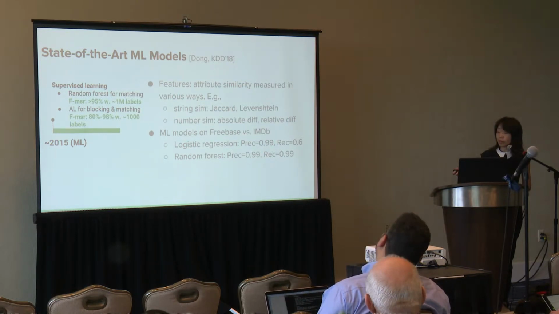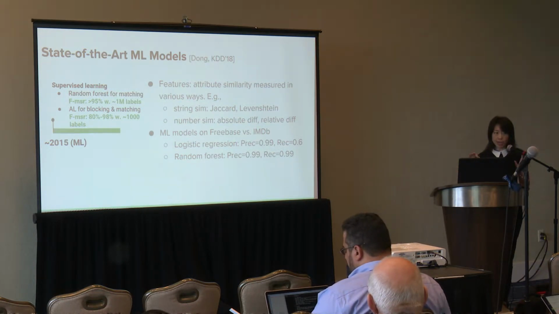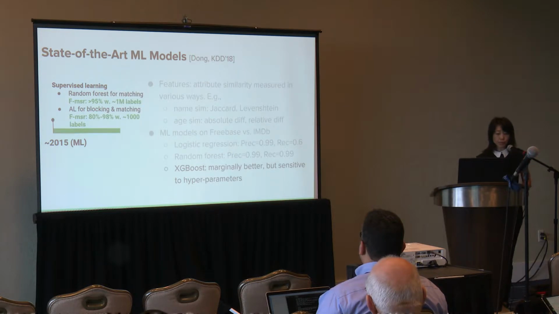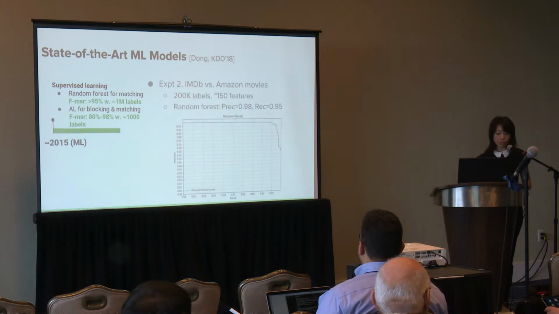Here are the results for a fairly easy pair of data sources, Freebase and IMDb. Both are fairly clean and fairly authoritative. This is the result for random forest when we increase the training data set size, and this is the result for logistic regression. So obviously, random forest is getting much, much better results. When we use XGBoost, we see marginally better results. However, because XGBoost has a lot of hyperparameters, the model can be quite sensitive in terms of the training data. If the distribution is a little different, then the performance could vary.